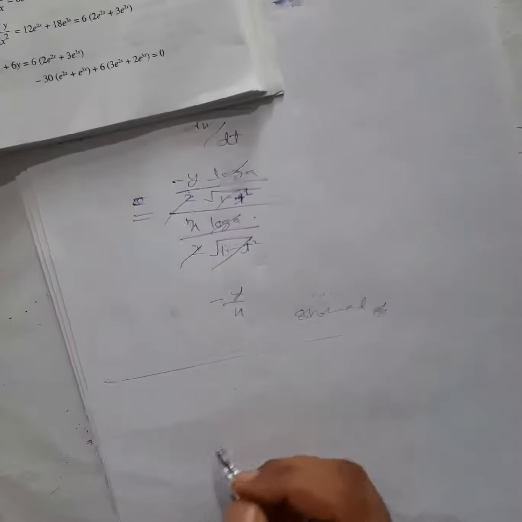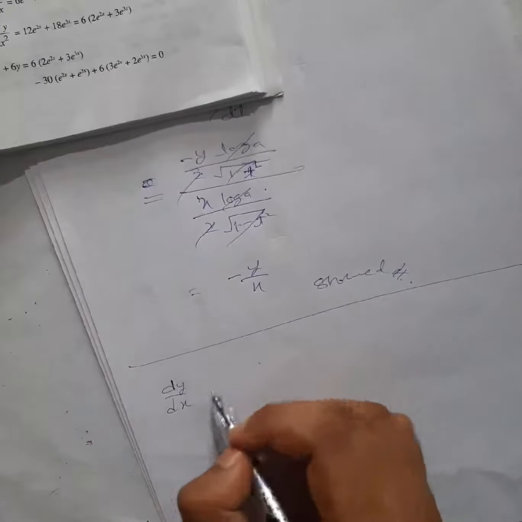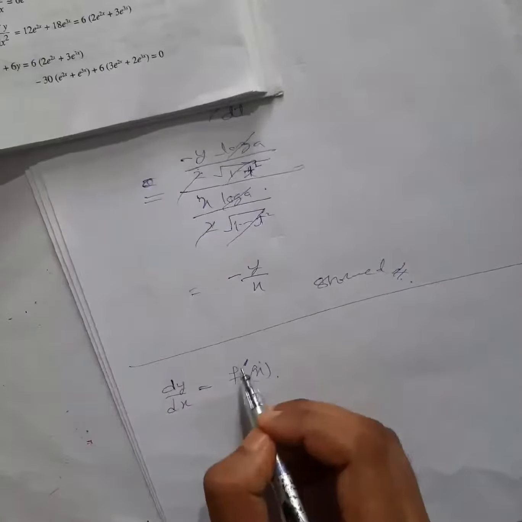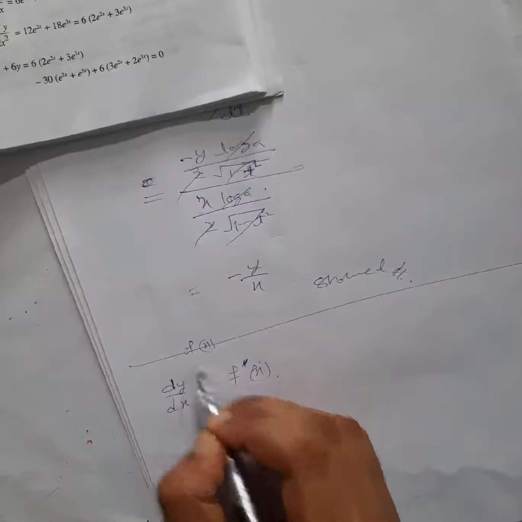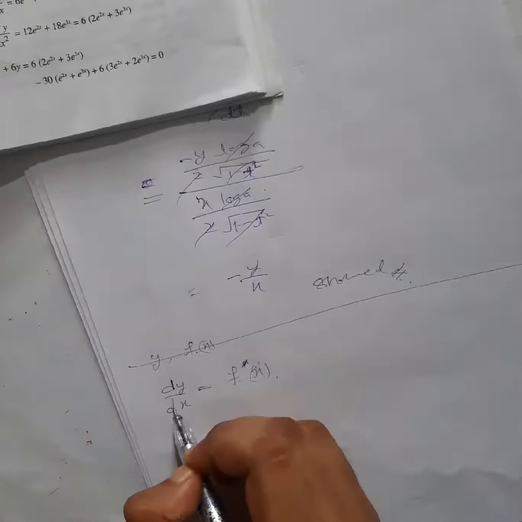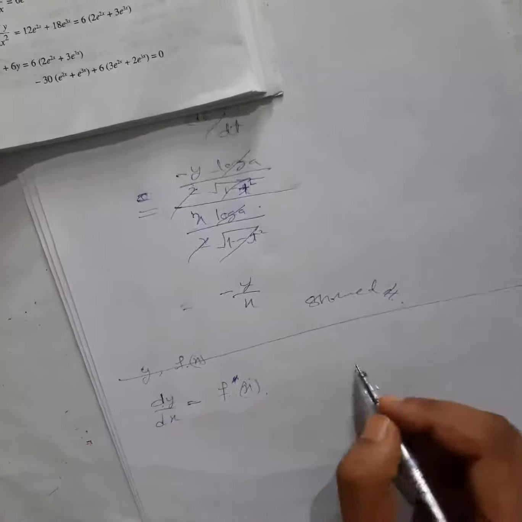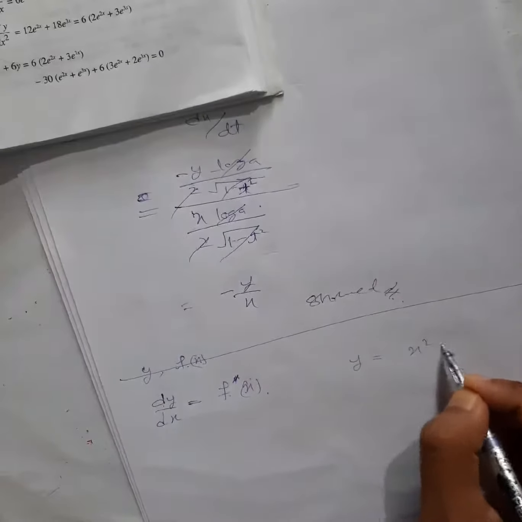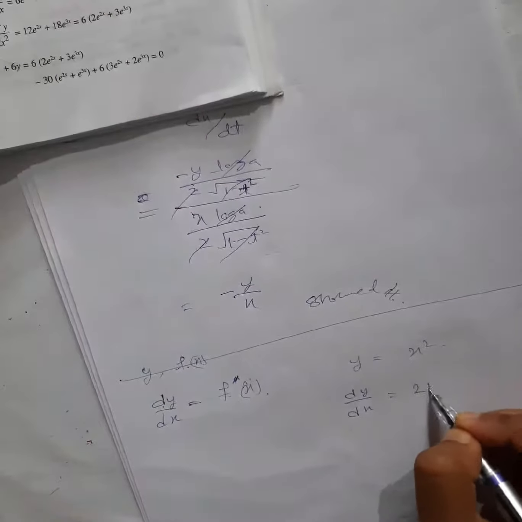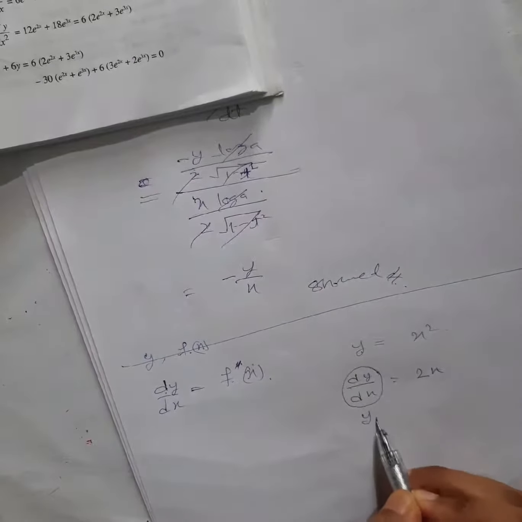But before that, some notation. See here, dy by dx, how we used to give this notation. The notation used to be given like this also, f dash x. If your function is f(x), we used to write f dash x, the differentiation of f. If it is y, dy by dx, we can also write another notation. What is that? If you have a function like y equal to x square, then dy by dx, the differentiation of this, will be how much? 2x, right?